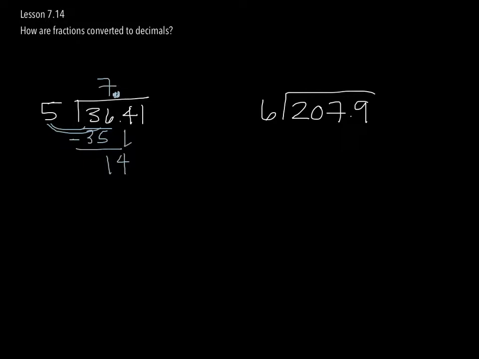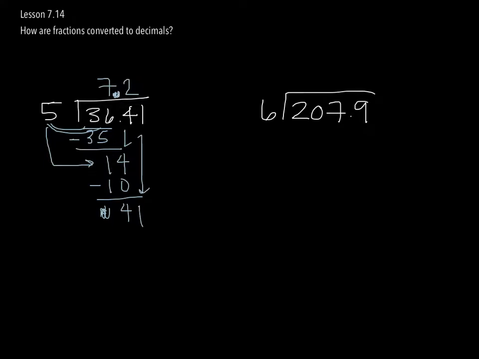So now we start again. How many 5s in 14? Well, if I skip count by 5s, 5, 10, 15. 15 is too big, so it's going to have to be 10. So that's 2. Put answer on top, multiply, put answer on bottom. Now we're going to subtract. 4 less 0 is 4. 1 less 1 is 0. So we don't have to worry about that. And then we're going to bring down our next number, which is 1.